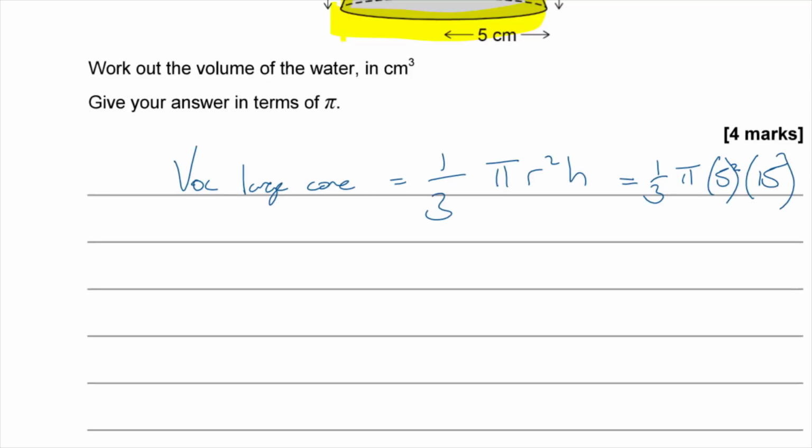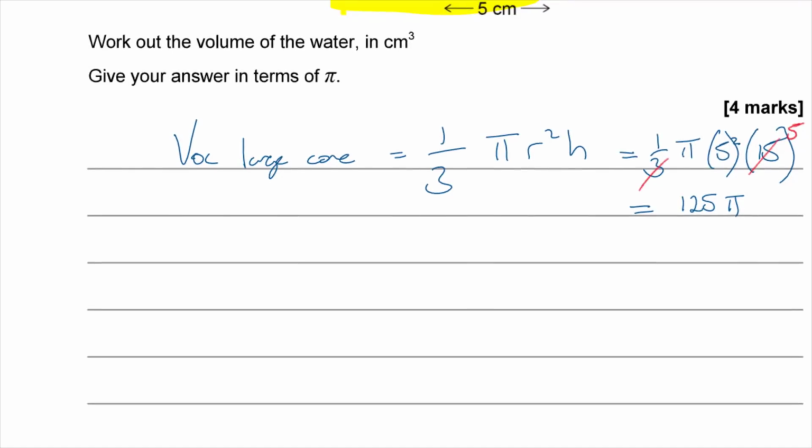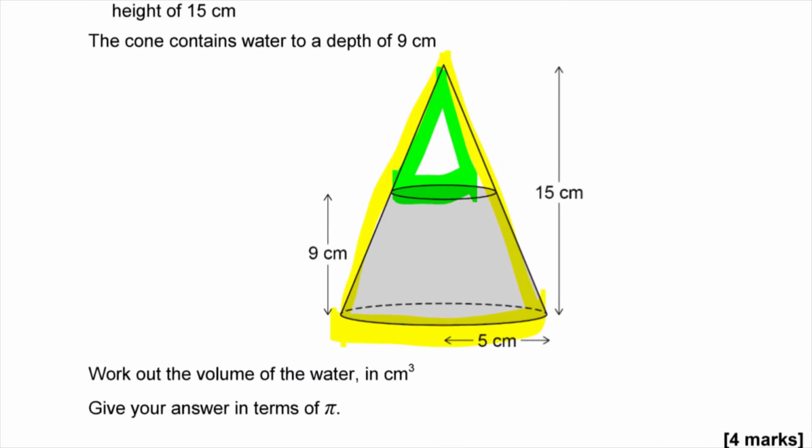Okay, so I can divide the 3 into the 15. That gives 5, and 5 squared is 25, times 5 is 125. So the volume of the large cone is going to be 125 lots of pi. Okay, so now let's do the smaller cone. Volume of small cone. Now the small cone is this green one up here.